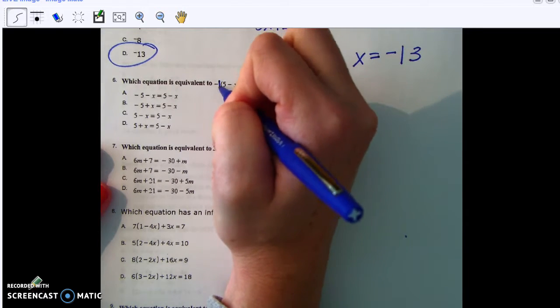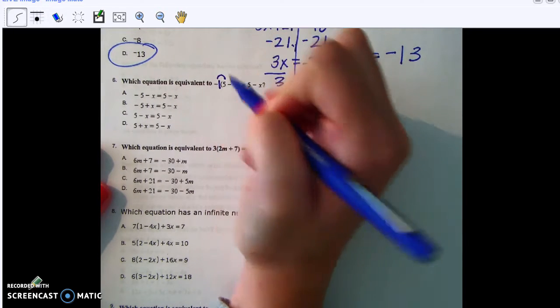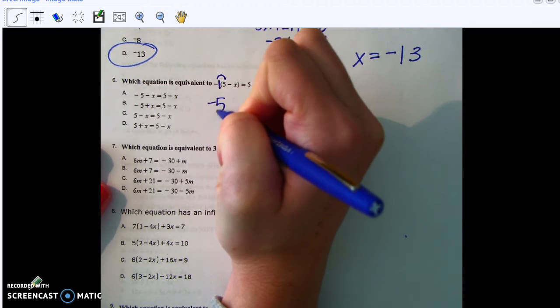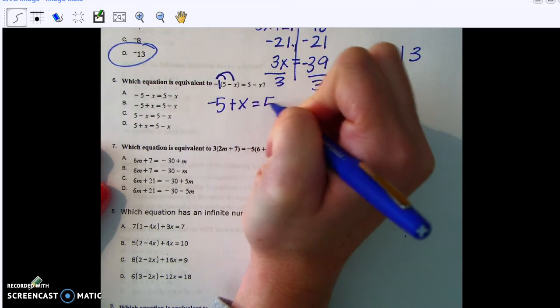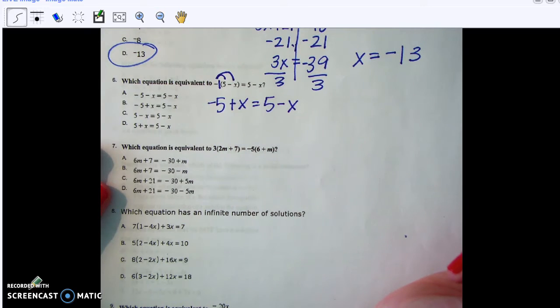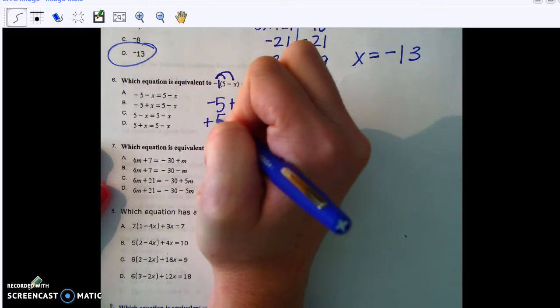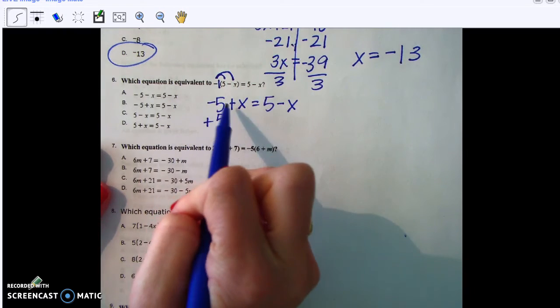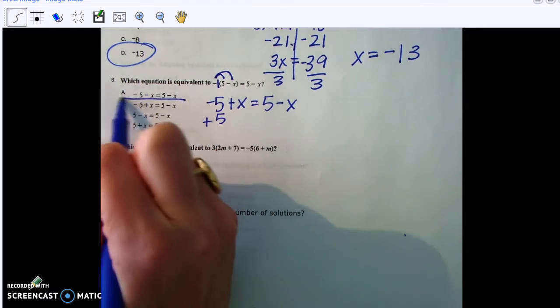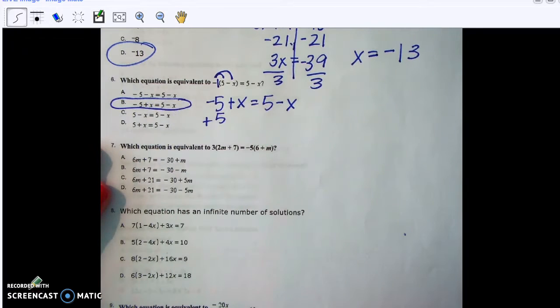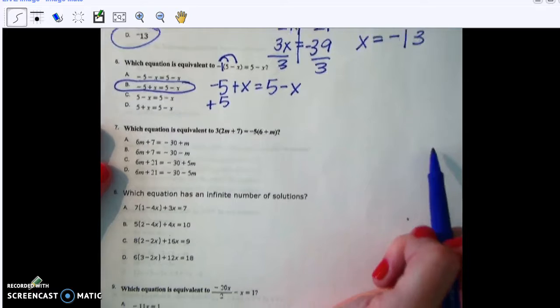Number 6, which equation is equivalent? So this is like a negative 1 here, so I'm going to multiply. Negative 1 times 5 is negative 5. Negative 1 times negative x is positive x. Equals 5 minus x. Oh wait, negative 5 plus x, here's negative 5 plus x, equals 5 minus x. Looks like B. So always check your answer choices before you do too much extra work.